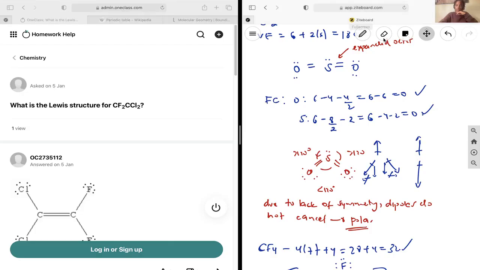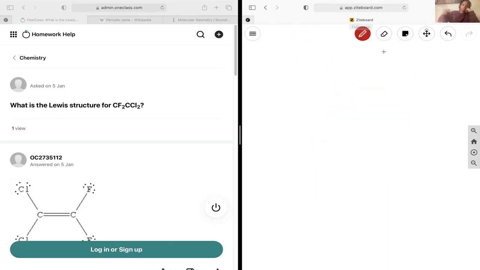Okay, next up, you want the Lewis structure for CF2CCl2. A good way to quickly think about this one is, we have C2F2Cl2. Let's say we consider the halogens hydrogen, then you'd have C2H4. And that, of course, is the general structure of an alkene. And so we can expect this to be an alkene with the hydrogen substituted for other things. And so this would be the very, very quick way to get the answer.